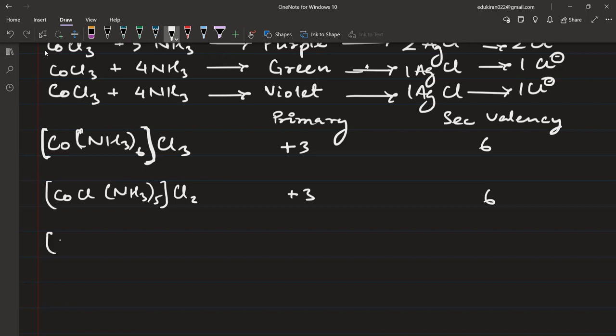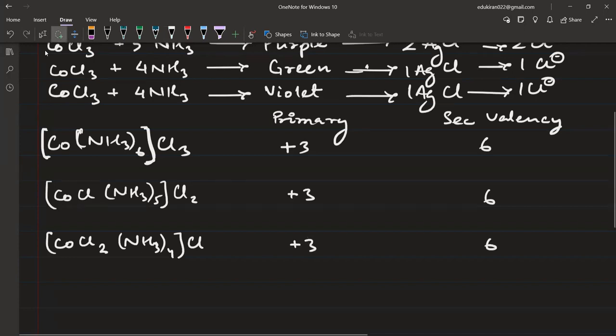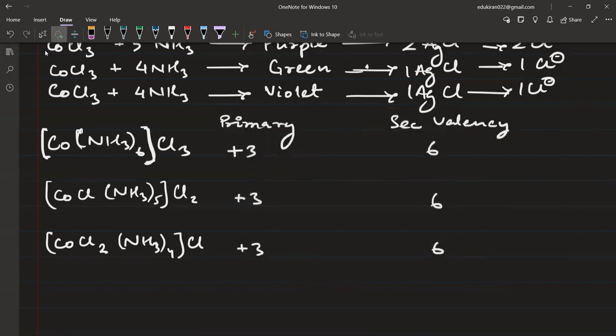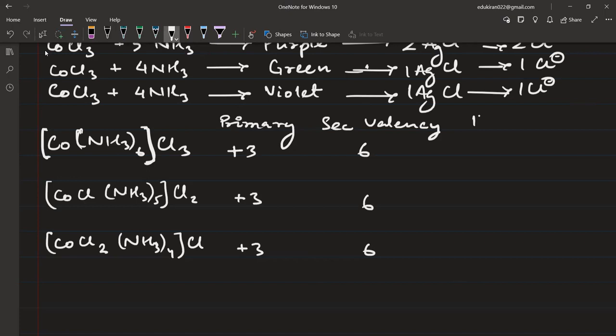Then for the fourth one, you will have cobalt chloride twice, (NH3)4, and there will be one Cl that will be independent, +3, and here we have 6. Now, one more thing that we can add here in the list is the number of independent chlorines. The hash sign is used for the number of independent chlorine. So the number of independent chlorine in the first structure is 3. Whatever is outside this square bracket is independent. Here we have 2 chlorine negatives, and here we have 1 chlorine negative.